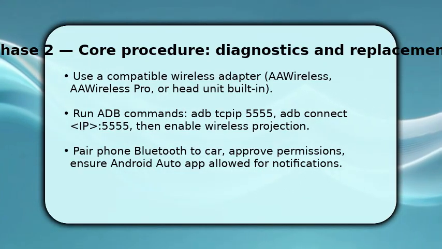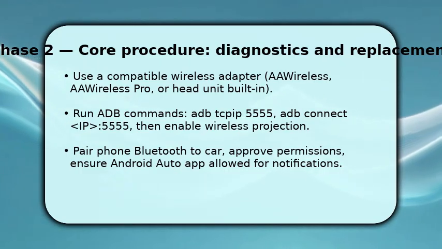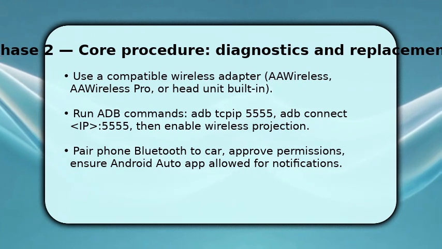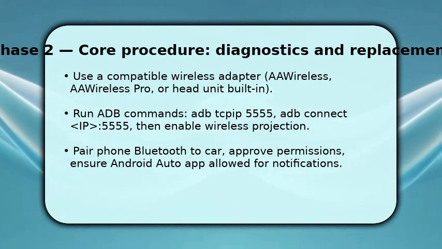Make sure you pair Bluetooth to the car to carry audio control and inputs. Also approve all permission prompts so Android Auto can access SMS, media, and location when prompted.